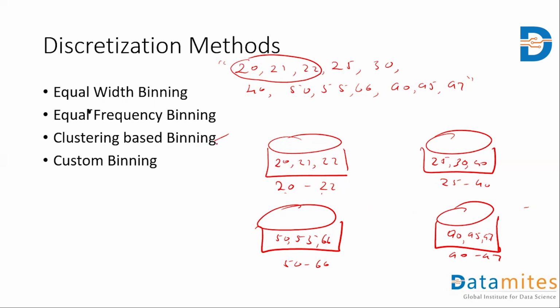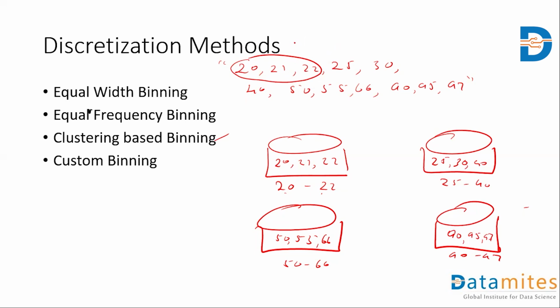And then you have clustering based binning as well, which uses advanced clustering machine learning algorithms in order to figure out which particular category this particular continuous data is supposed to fall into, right? And then creates the bins out of that.